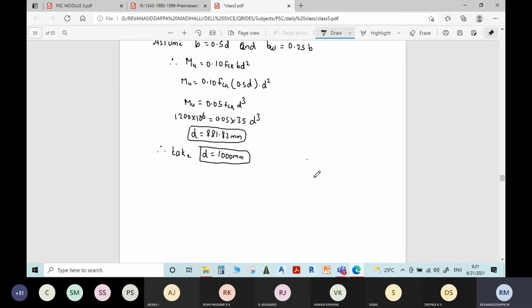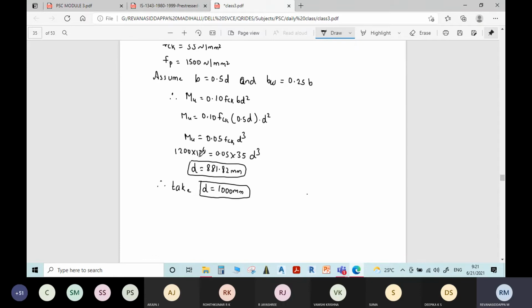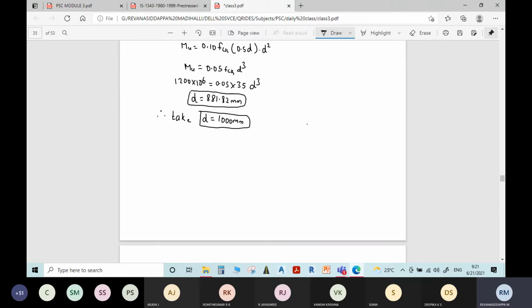See, if you get to know about the depth of the beam, you can find width of the beam as well as width of the web, right? Therefore, B is equal to 0.5 D. Therefore, 0.5 into 1000, so B, width, equal to 500 mm. Okay, this is width of the flange.